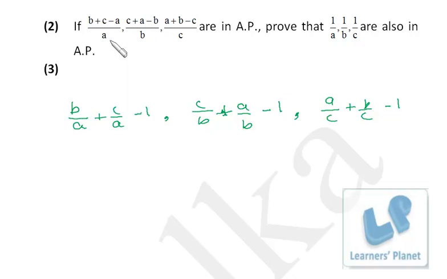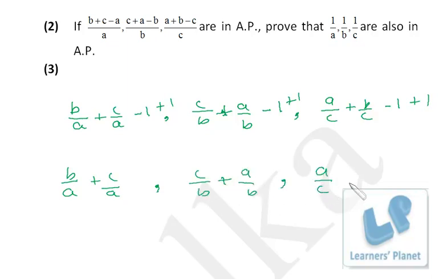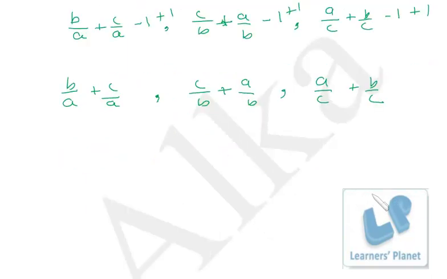So B by A plus C by A minus 1, C by B plus A by B minus 1, A by C plus B by C minus 1, all of them will be in AP. Now if I add plus 1 to all of them, still they will be in AP. So I add 1. Okay, so what I'll be getting? B by A plus C by A, C by B plus A by B, A by C plus B by C. They are also in AP. Okay, now what I'm doing, I'm adding 1 again to all of them.